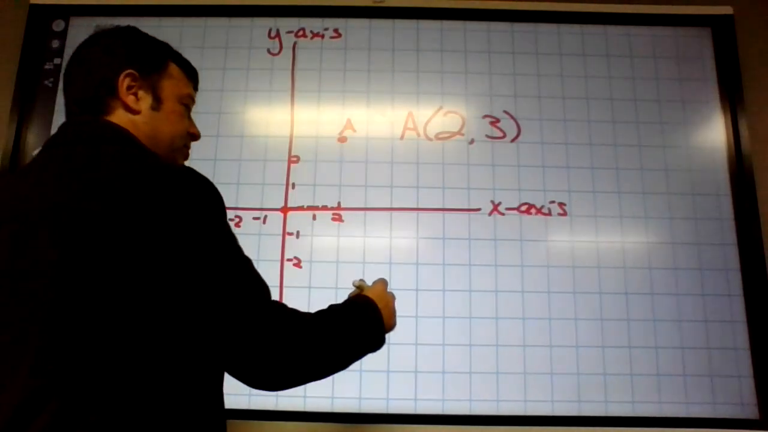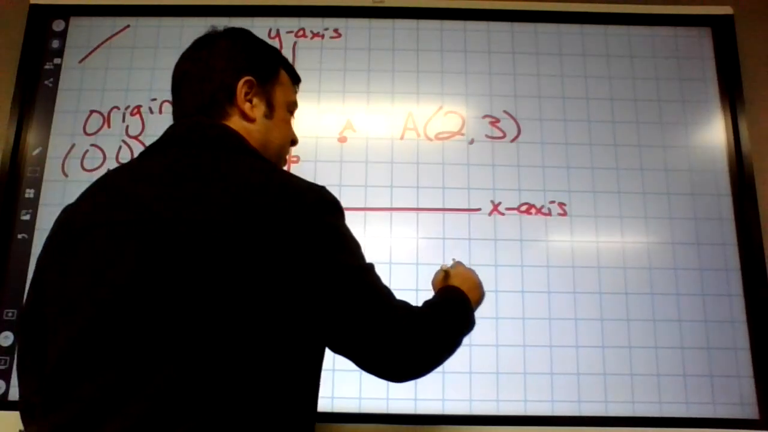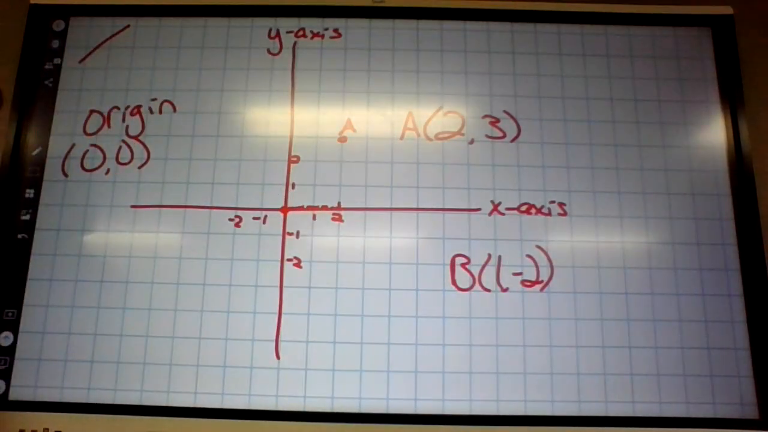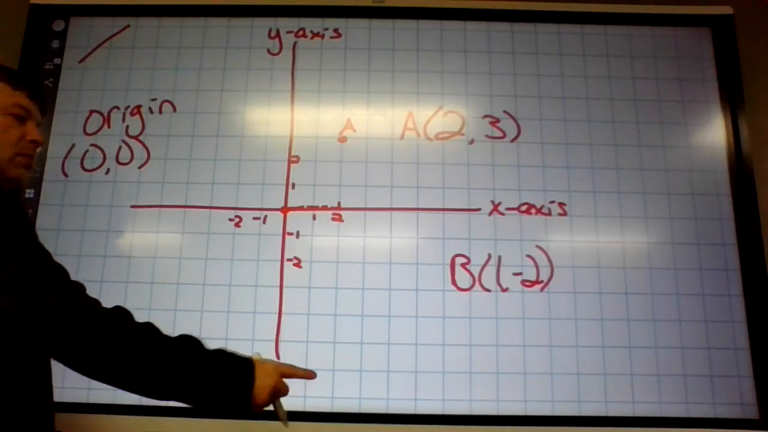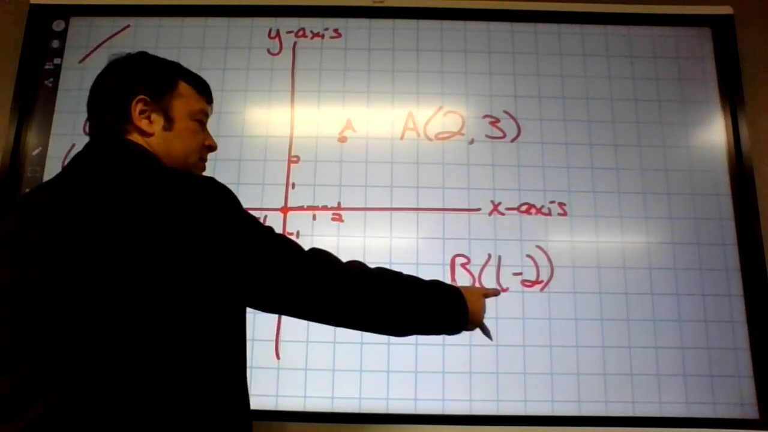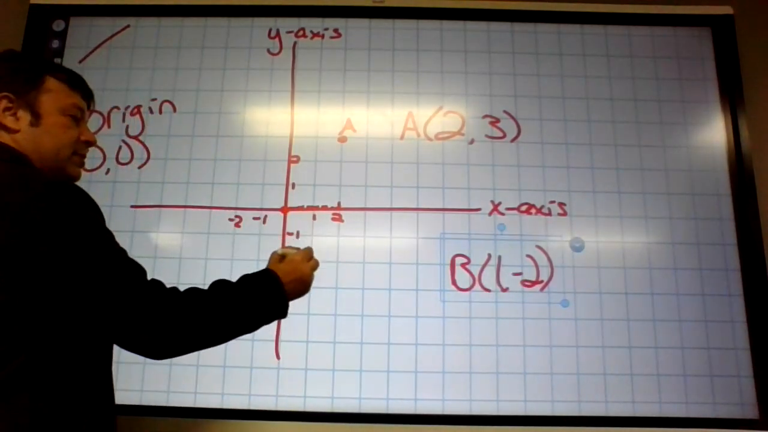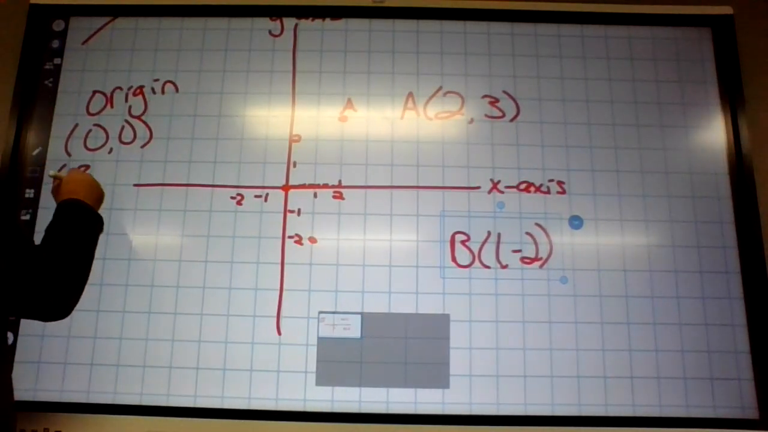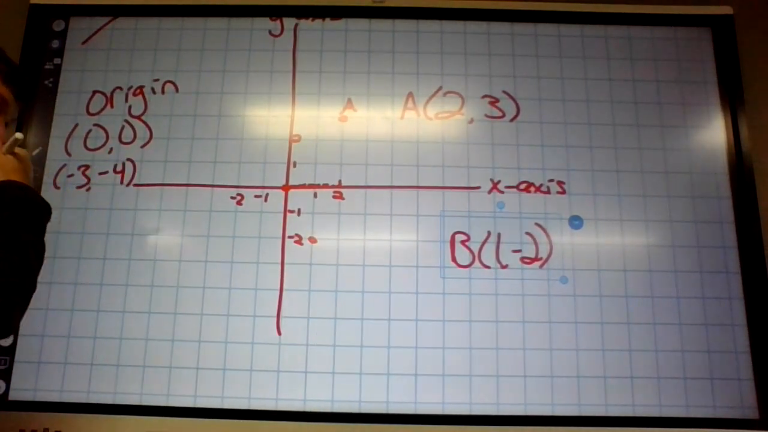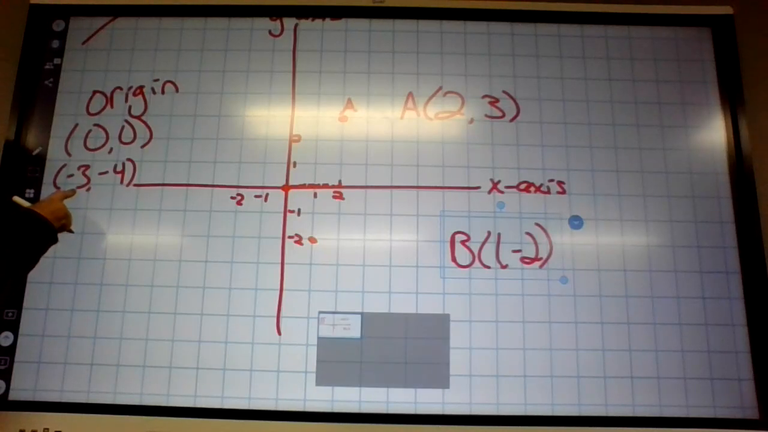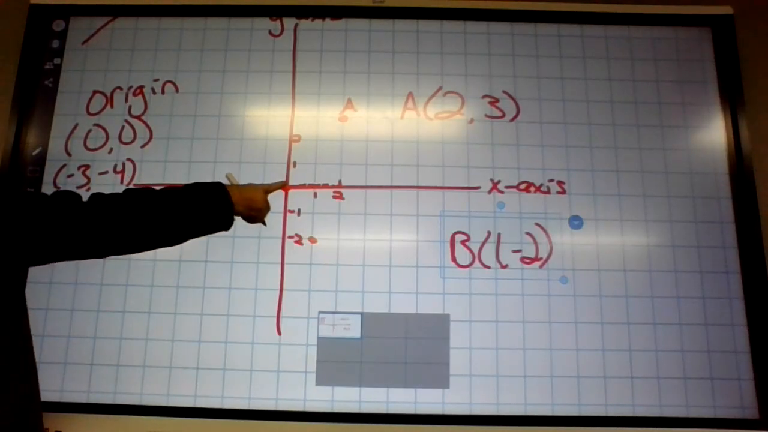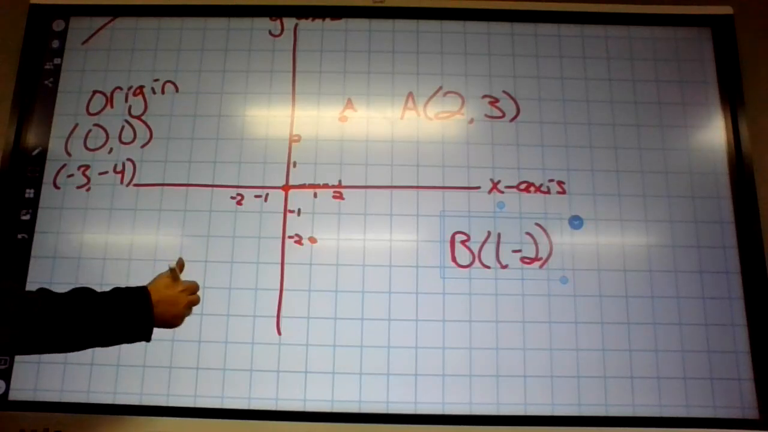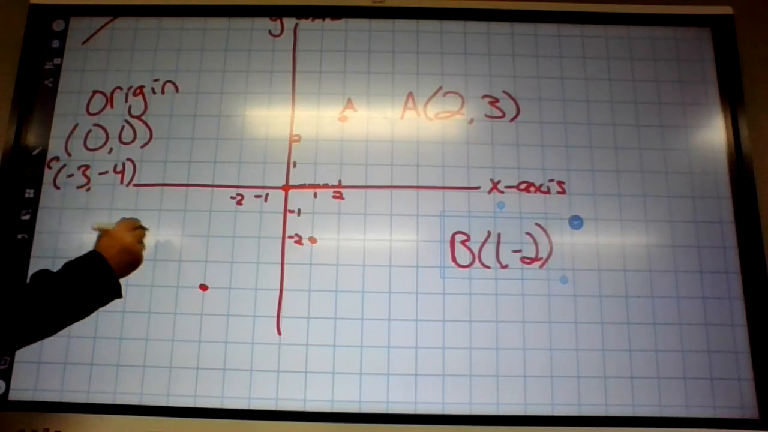Okay, so where is, let's say B is at 1, -2? Where would that be? Over 1, down 2. Okay, where is -3, -4? -3 means back 3, then down 4. You go this way first, and then go down the ladder. So -3, -4 would be right there.